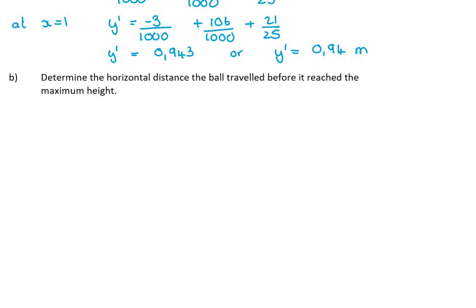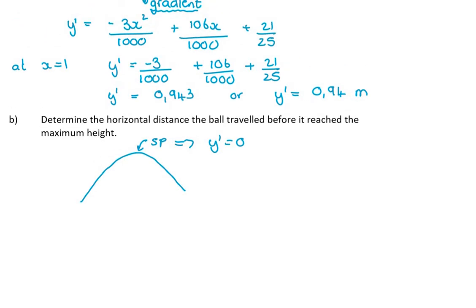Determine the horizontal distance that the ball has traveled before it reached its maximum height. Now that's fairly easy because the ball's gone up and then it's reached a maximum and then it's gone down. So basically, I'm finding a stationary point. And how to find a stationary point? I need to make y dash equal to 0. Now, y dash I've already got. It's over there. So I'm going to say 0 equals minus 3x squared over 1,000 plus 106x over 1,000 plus 21 over 25.